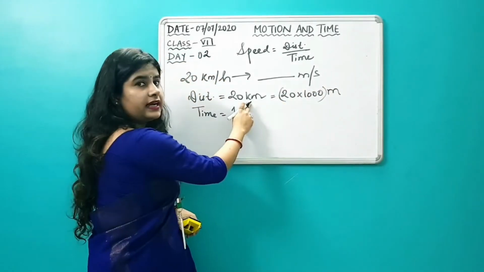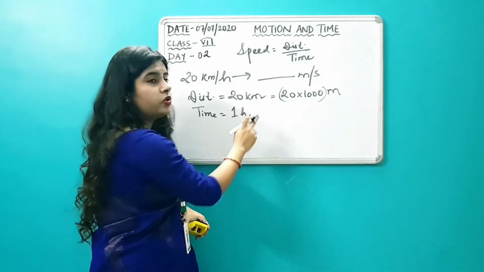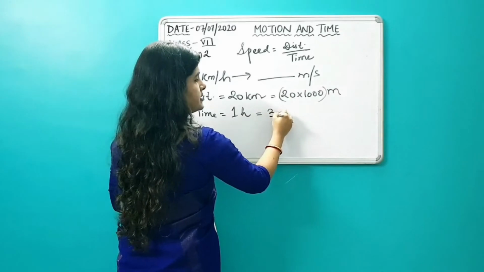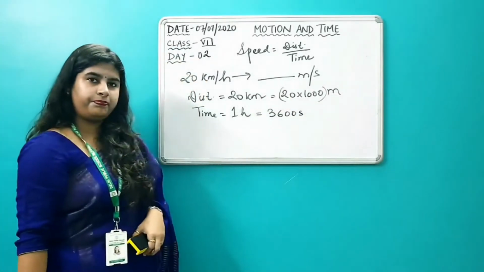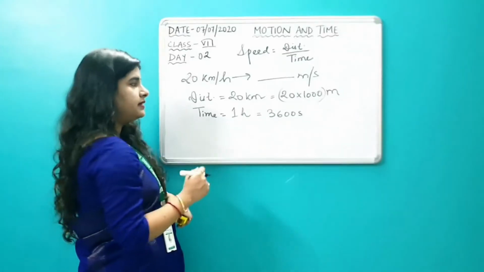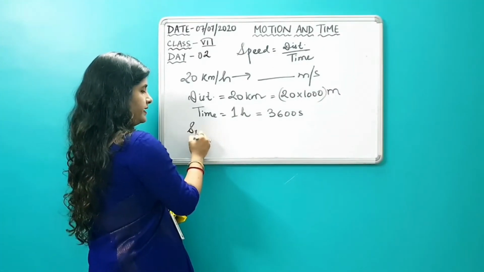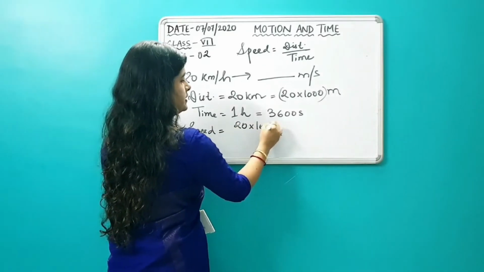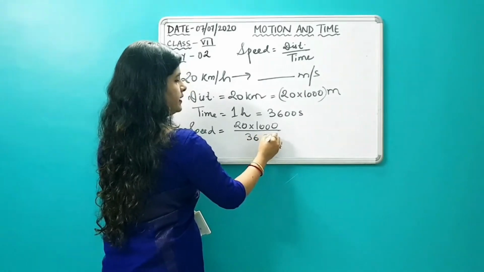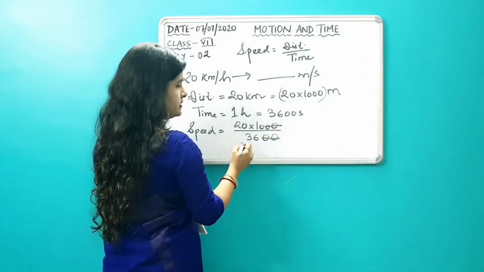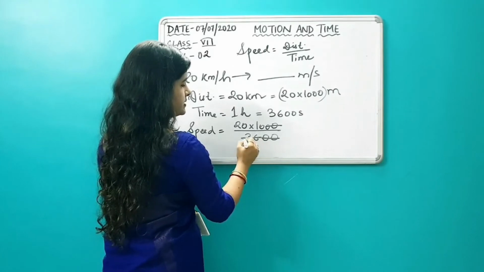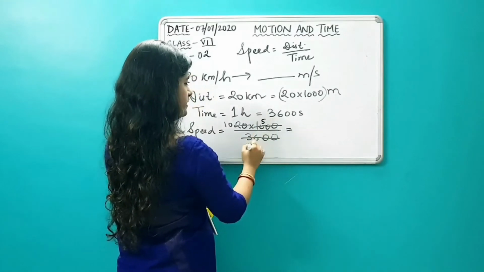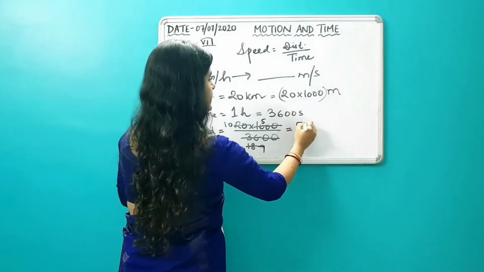I have told you, converting from a bigger to a smaller unit, you should always multiply. 1 hour equals how many seconds? 3600 seconds. 1 hour equals 60 into 60, 3600 seconds. Now you can find out the speed, distance by time. Distance is 20 into 1000 divided by time, 3600. The zeros get cancelled. You have 2 8s are 16, 2 5s are 10, 2 9s are 18. So 50 by 9.